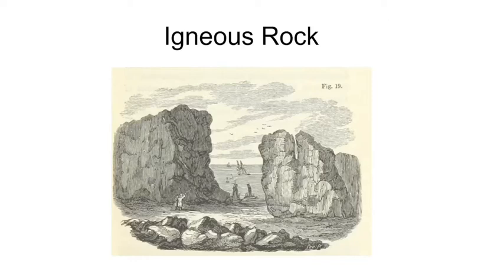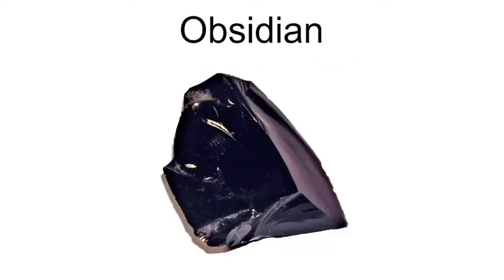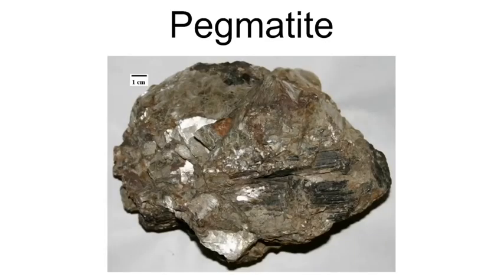Most intrusive rocks have a very coarse-grained texture and are made up of large crystals, and extrusive rocks tend to have a very smooth texture and are made up of very tiny crystals. For example, obsidian is an extrusive rock that has a very smooth and shiny texture, but pegmatite, an intrusive rock, has very large crystals and a very grainy texture.